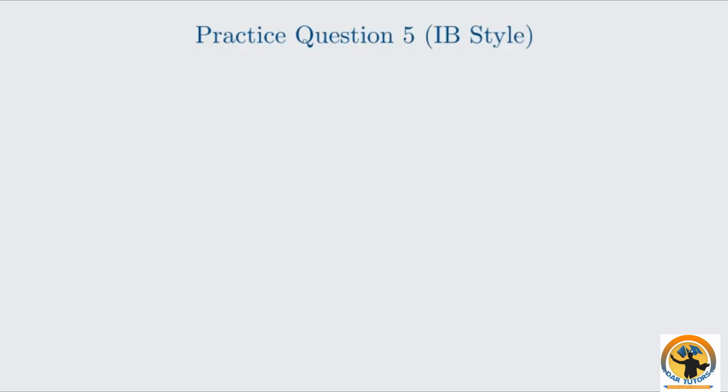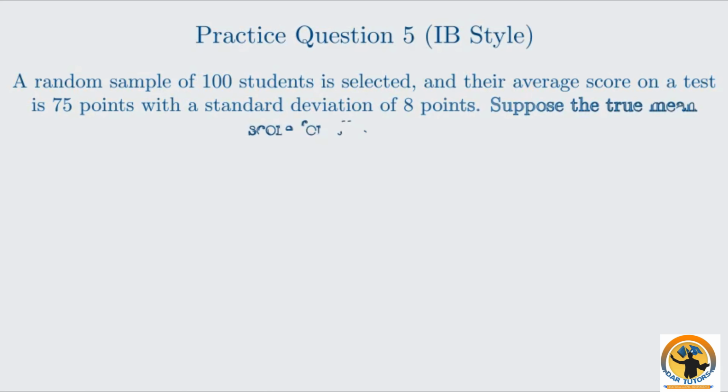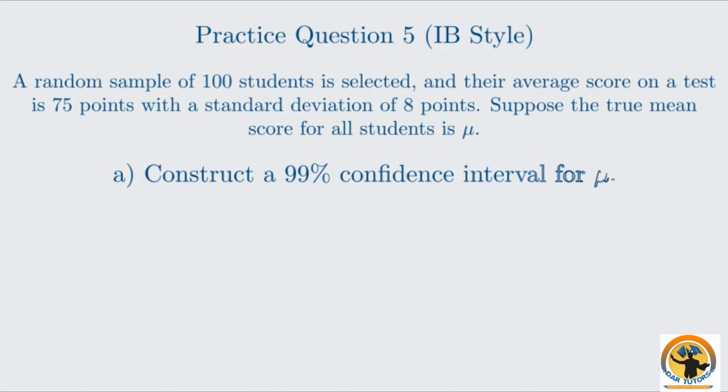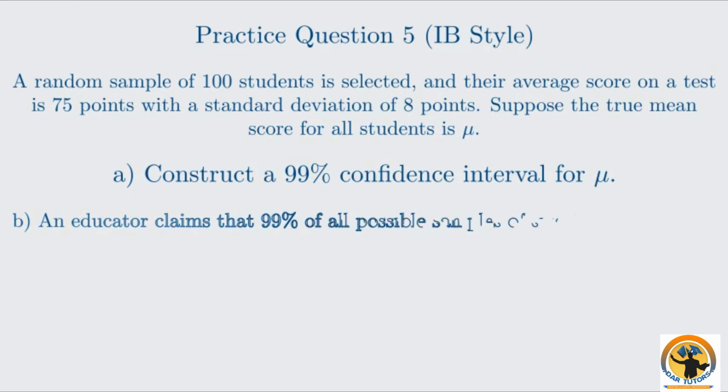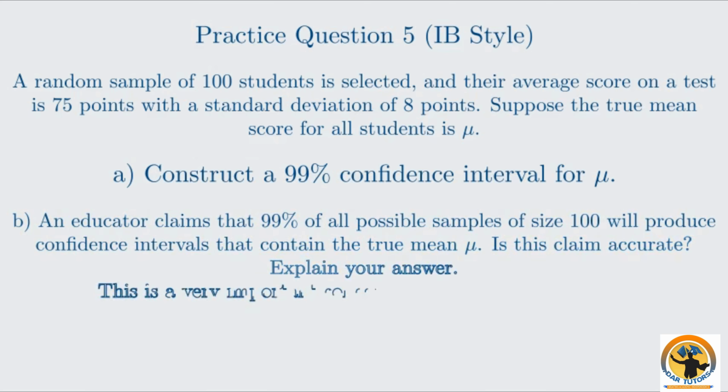Here's our fifth and final practice question. A random sample of 100 students is selected, and their average score on a test is 75 points with a standard deviation of 8 points. Suppose the true mean score for all students is mu. Part A. Construct a 99% confidence interval for mu. Part B. An educator claims that 99% of all possible samples of size 100 will produce confidence intervals that contain the true mean mu. Is this claim accurate? Explain your answer. This is a very important conceptual question. Give it a try.